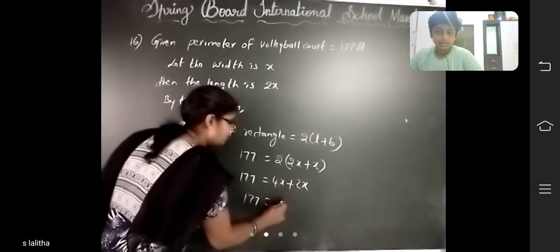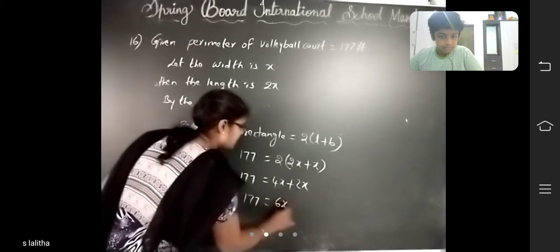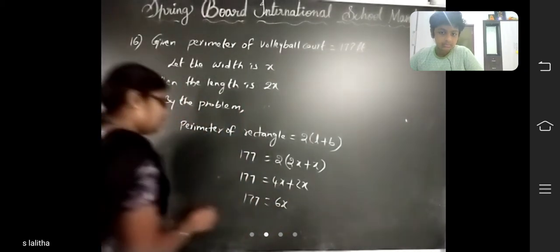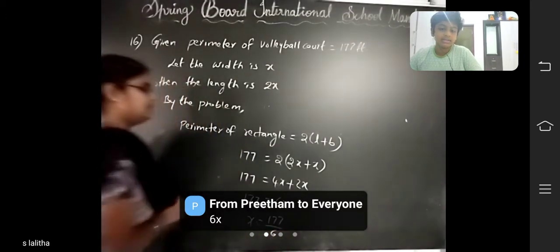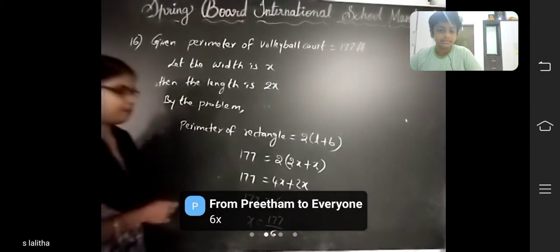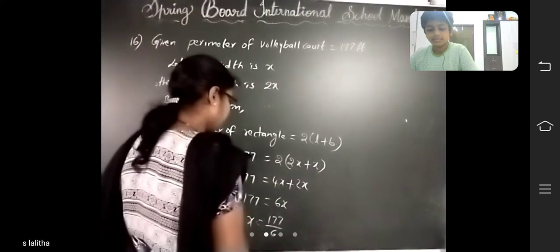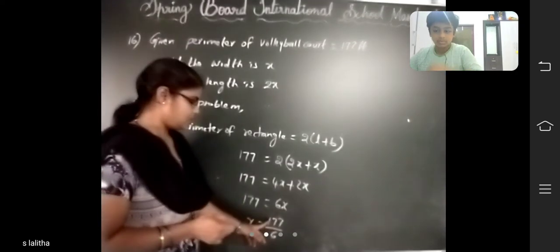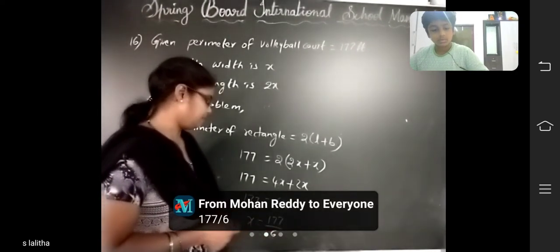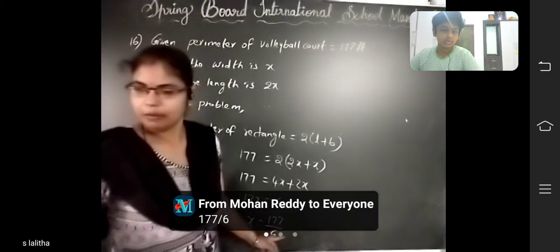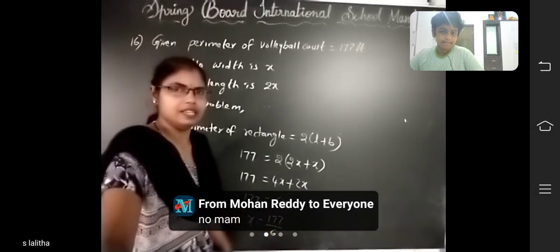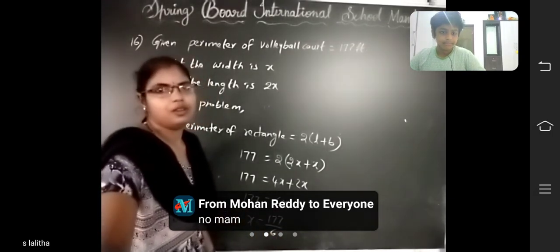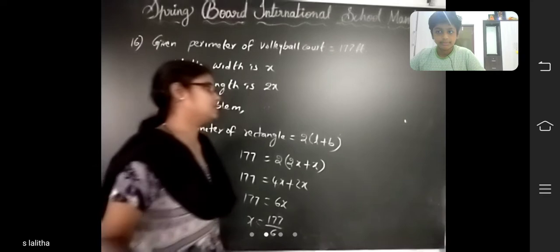177 is equal to 4x plus 2x, how much? 6x. So x is equal to 177 by 6. Okay, ma'am. So any calculation is there? 6 twos are 12 is there. Okay, 6 twos how much? 12. So how many remain? 57. Is it possible, children? No, it is in the decimal points.